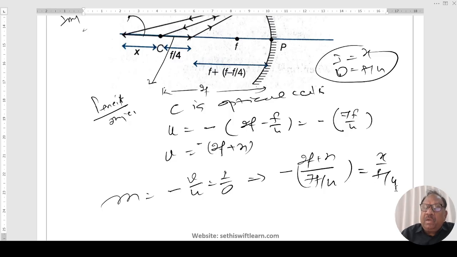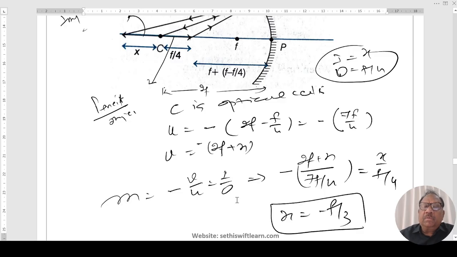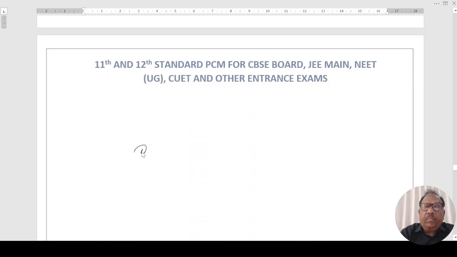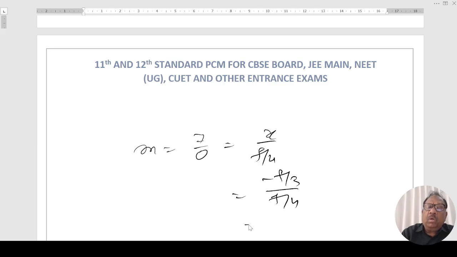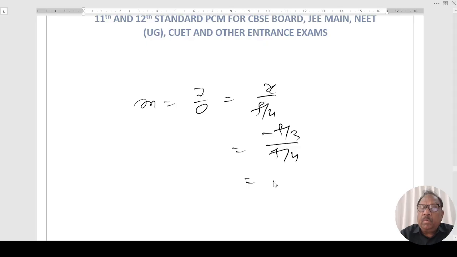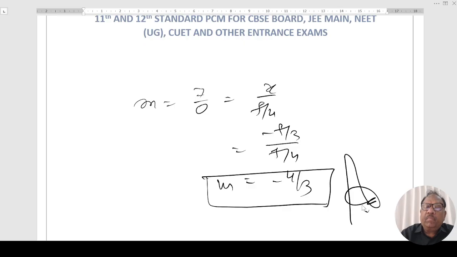On simplification, we get x equal to minus f by 3. Then magnification will be equal to I upon O, that is x upon f by 4. x is minus f by 3 upon f by 4. On simplification, this comes out to be minus 4 by 3. Magnification is minus 4 by 3. Answer. Right. Next question.